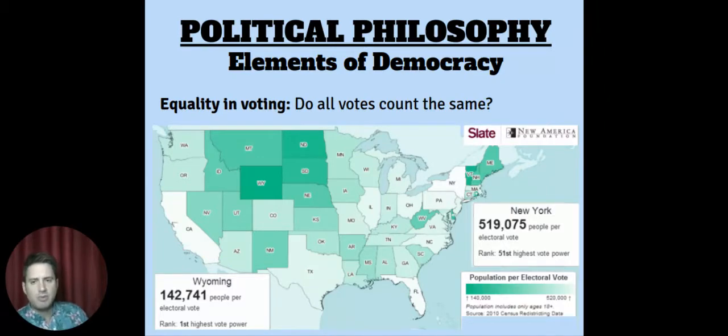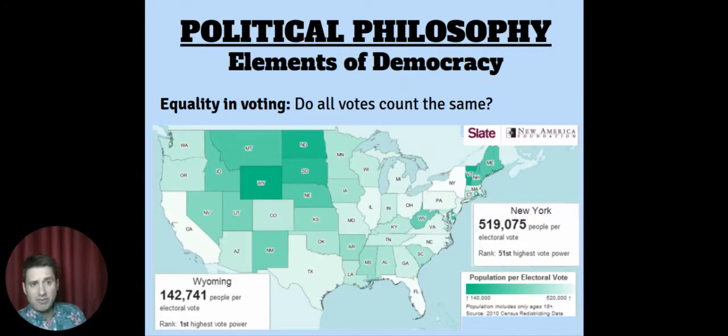The last element we'll look at is equality in voting. Do all votes count the same? What I showed you here was an example of how they don't in the United States. Every state has electors, but even the tiniest states still get 3 electors for president. So that means Wyoming, which has around 500,000 residents, still gets 3 electoral votes. California, which has millions and millions more, over 30 million residents, gets more electoral votes. But per person, your vote counts more in Wyoming, because even the tiniest states still get 3 electoral votes.